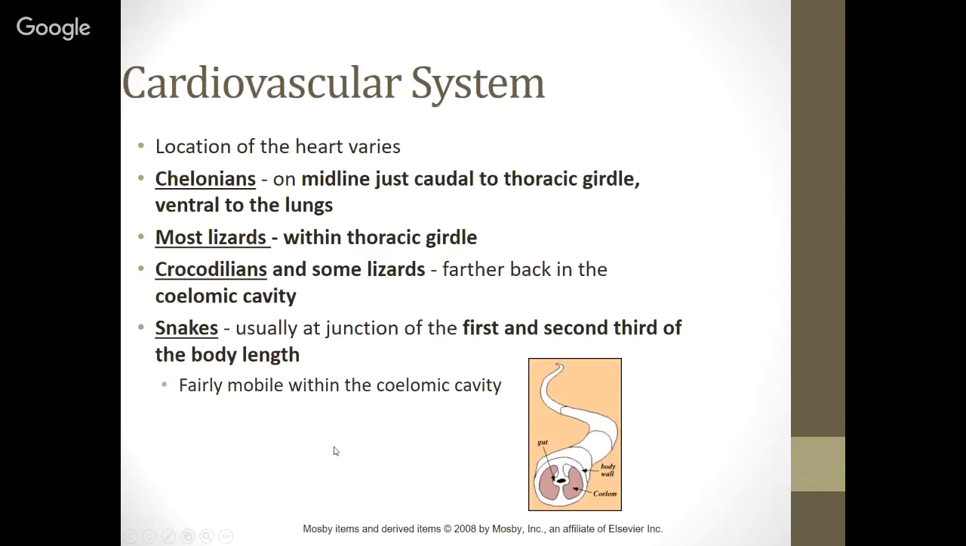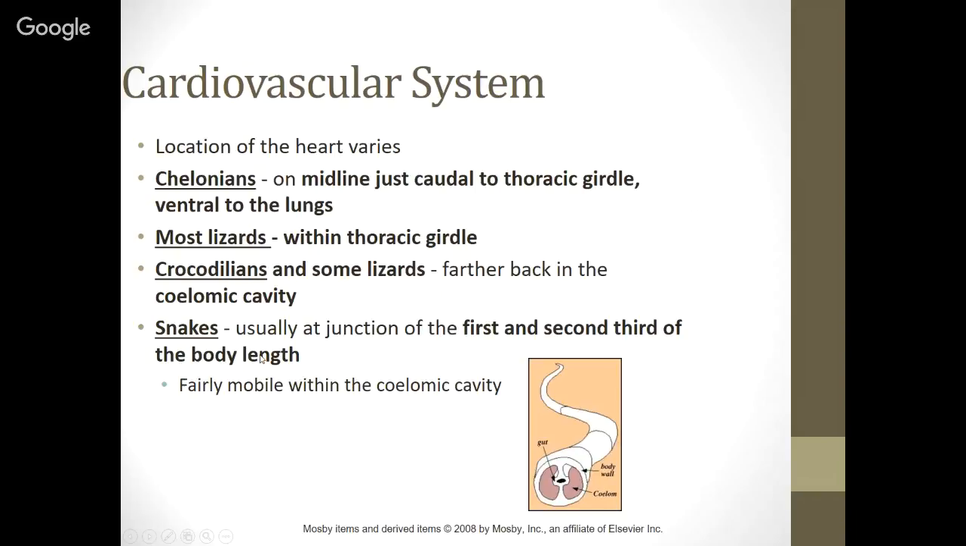For the cardiovascular system, the location of the heart will vary based on what species it is. Chelonians, or turtles and tortoises, their heart is on the midline, just caudal to the thoracic girdle and ventral to the lungs. Most lizards, the heart is within the thoracic girdle. With crocodilians and some lizards, it's farther back in the coelomic cavity. Now again, there's not a separation or a diaphragm between the chest and the abdomen, so we call that the coelom, or the coelomic cavity. And it's back towards the stomach a little bit.